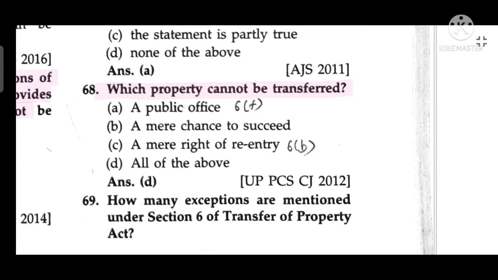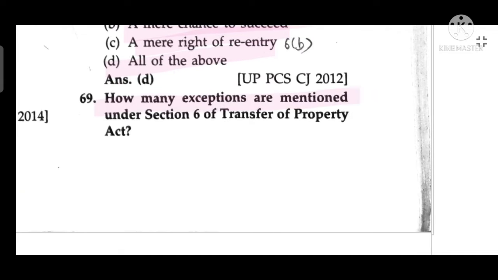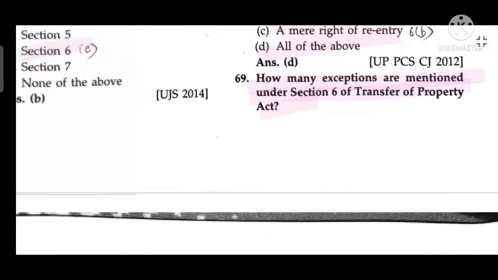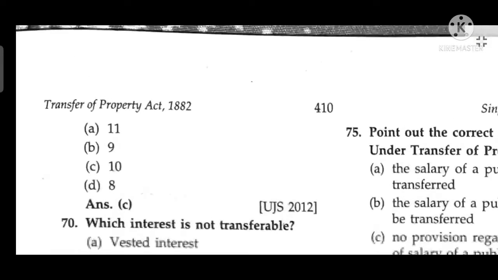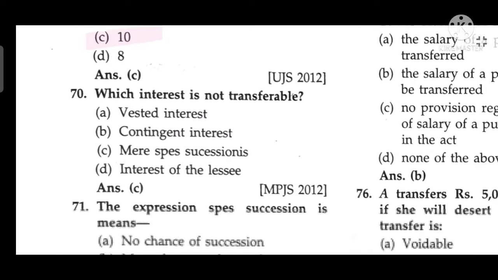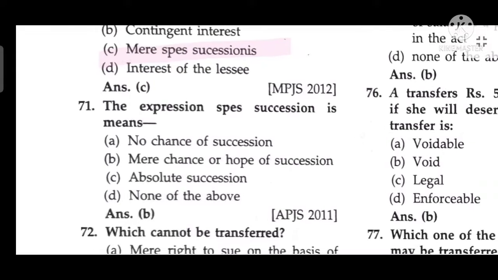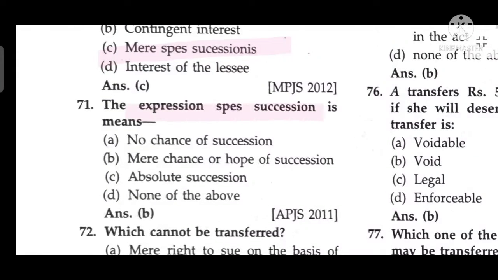Which property cannot be transferred? Public officer's office, mere right to succeed, mere right to re-entry. How many exceptions are mentioned under Section 6 of the Transfer of Property Act? 10. Which interest is not transferable? Mere spes successionis. The expression spes successionis means mere chance and hope of succession.